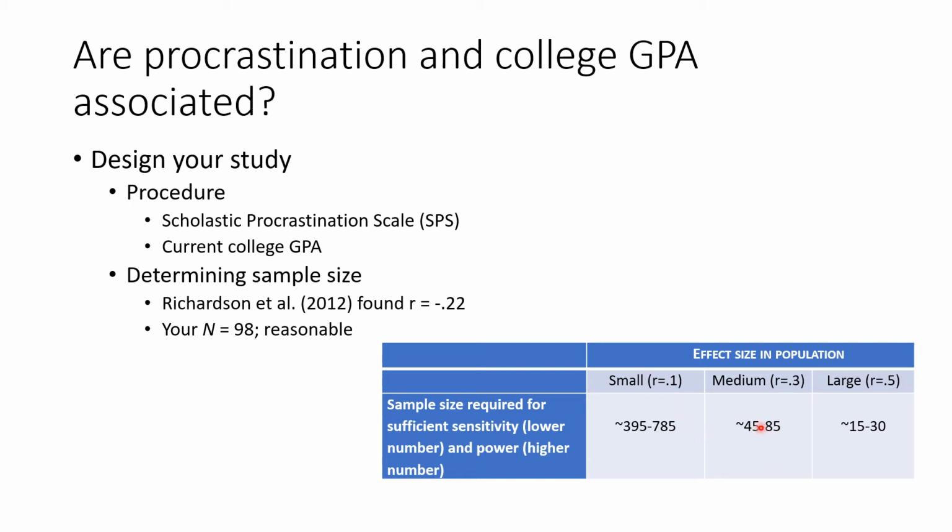Now, notice the big jump when you go to 0.1. This is closer to 0.3. So somewhere, not quite in the middle, but a little bit more than 85. We got 98, which is reasonable for this study.